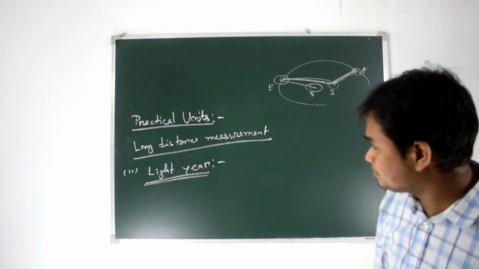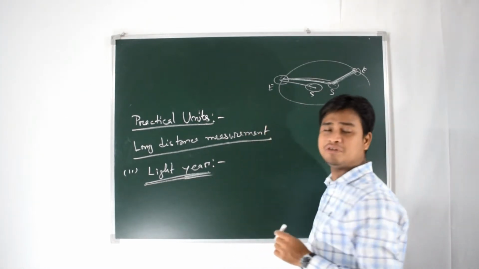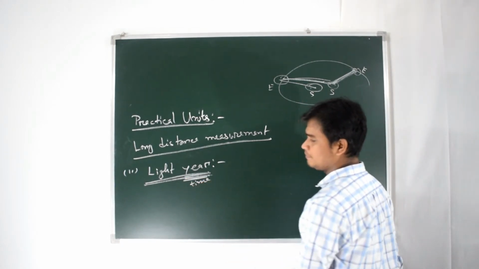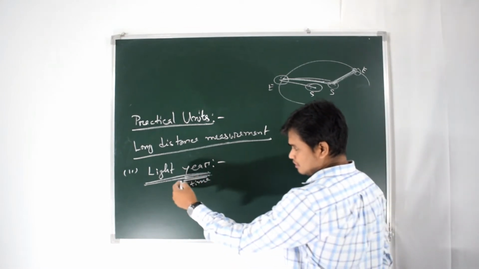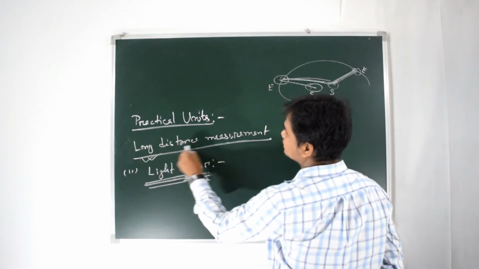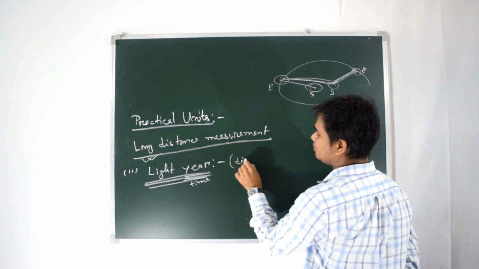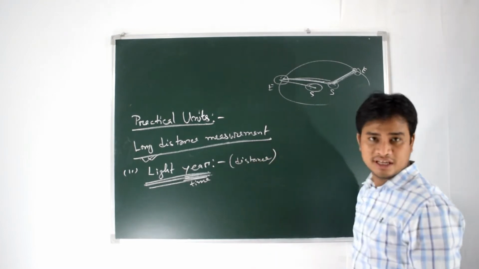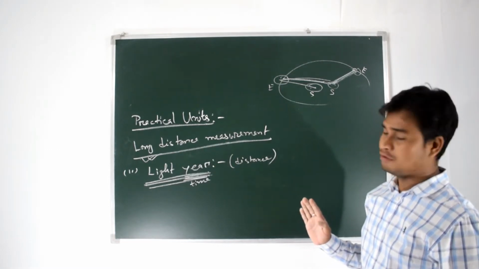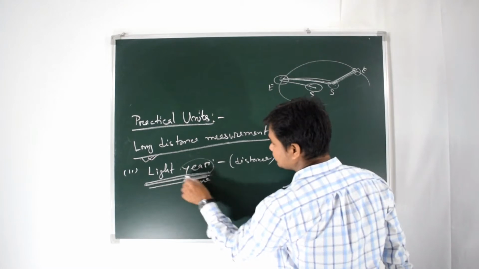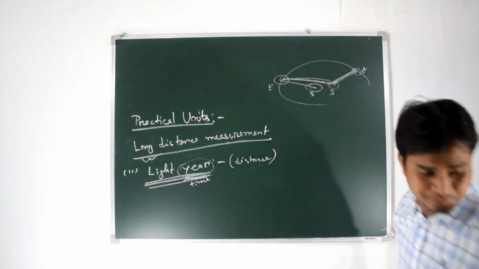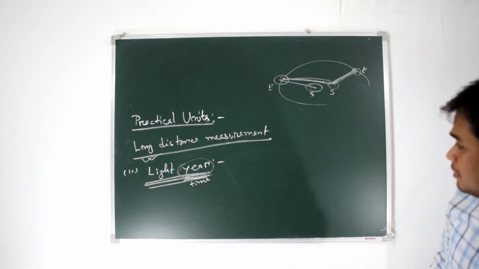Here, what is the year? Year is a unit of time. But we are studying here the light year. Light year is a unit of long distance measurement, that is, a unit of distance. Don't be confused, because year is a unit of time, but light year is a unit of distance. Very important, you have to keep it in mind.